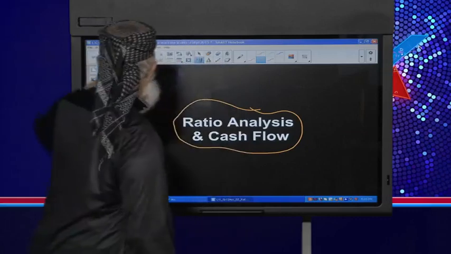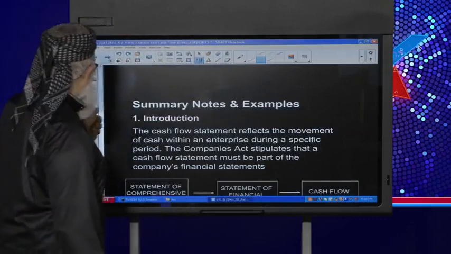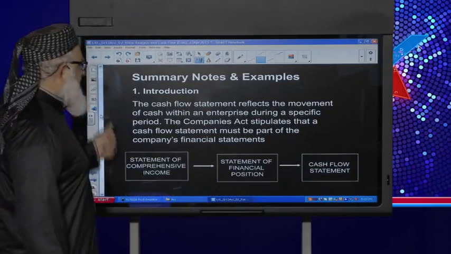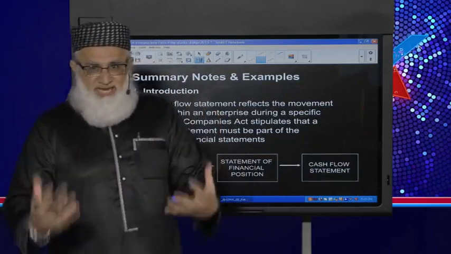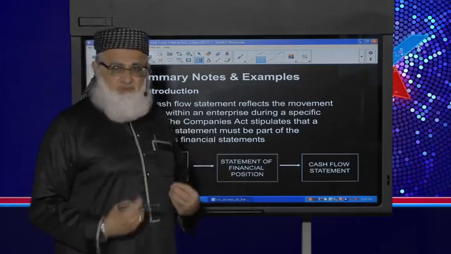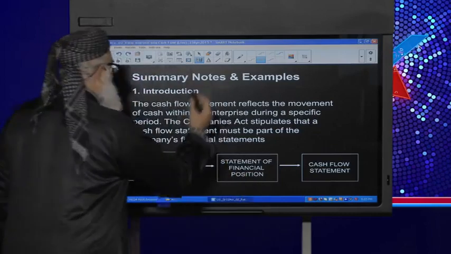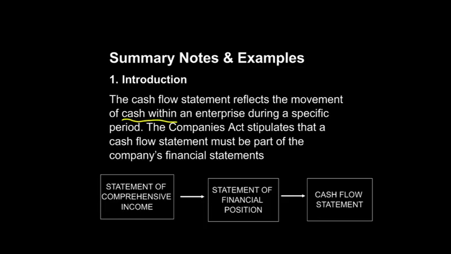Okay, guys, let's go on to the cash flow statement. Now, a quick summary. When you're looking at the cash flow statement, what are you looking at? What's the purpose and objective behind a cash flow statement? Remember, it talks about the cash within an enterprise during a specific accounting period. We're looking at the cash inflow and the cash outflow. Got it, guys? We're talking about cash being generated and cash being utilized.